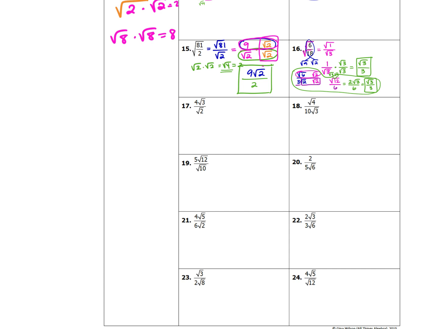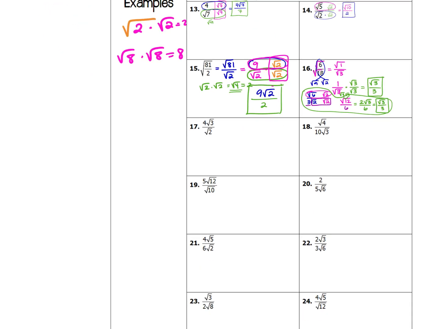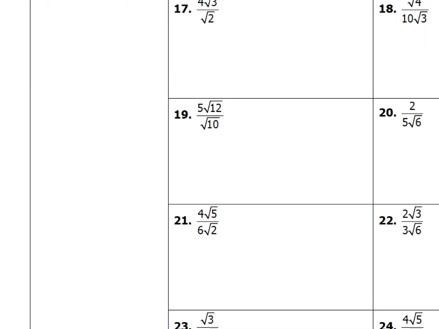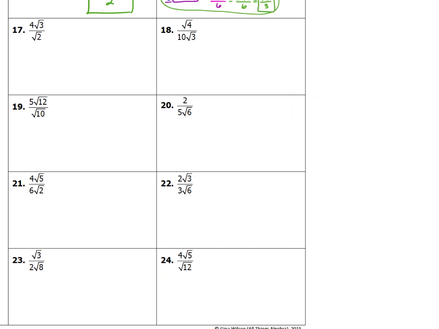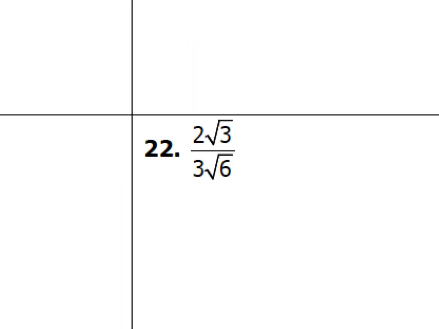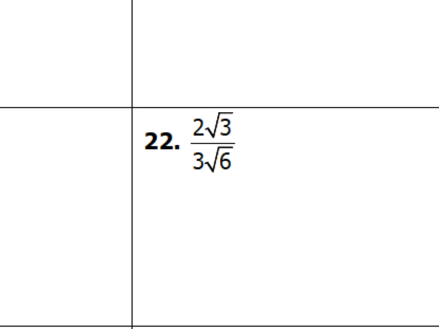Let's just keep going. Let's do 17. No, I lied. Let's do 21. 22? Sure, we can do 22. 22 has an option for you here. Does anyone see something you could do right now to simplify?